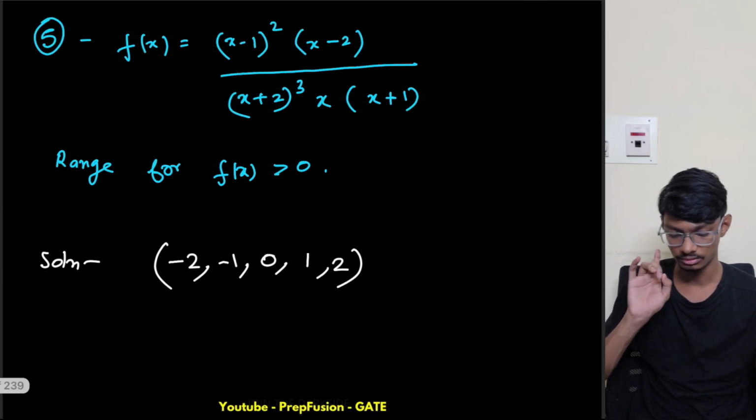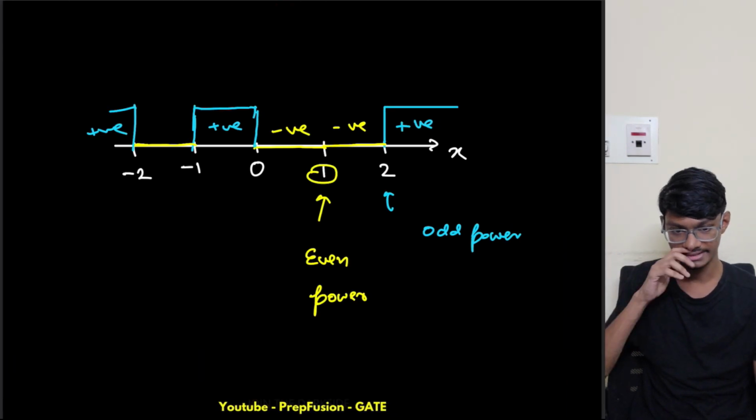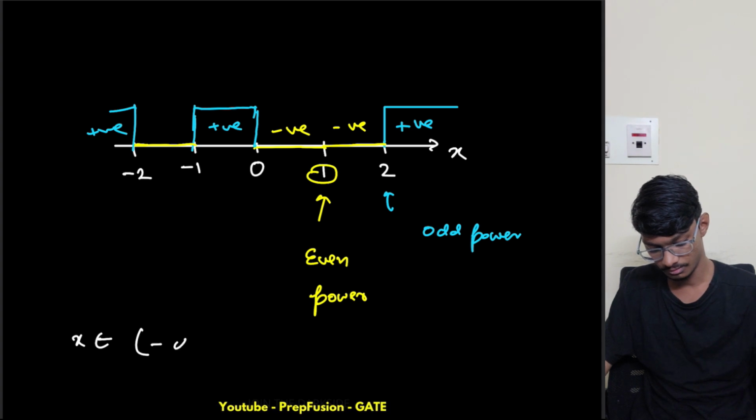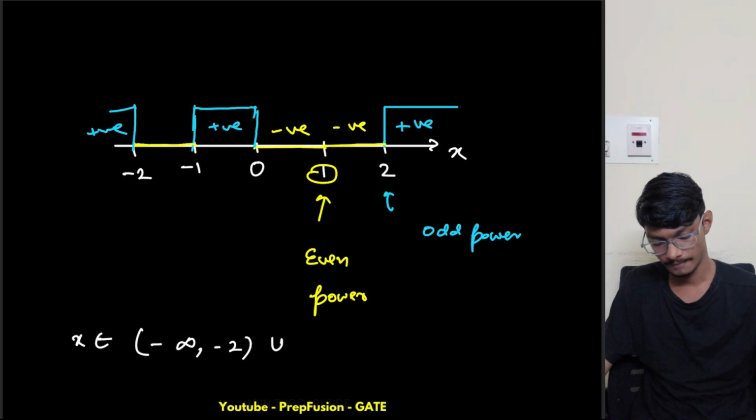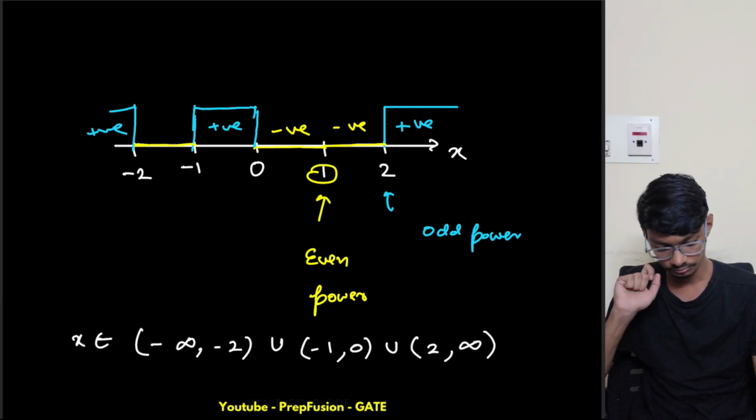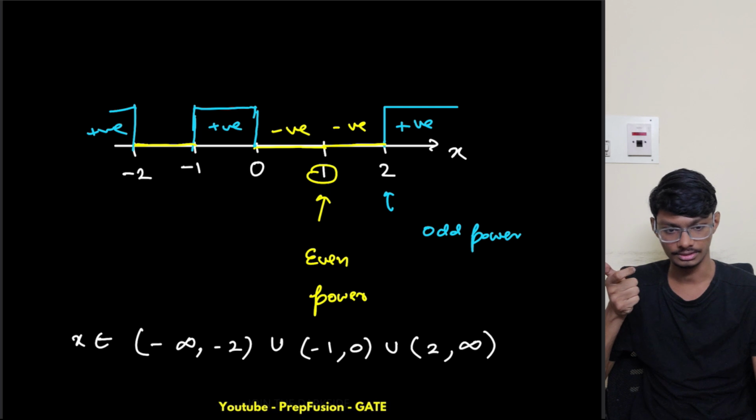Why? Because at 1 we had an even power. So for what range is x positive? x is positive between -infinity to, with open brackets because I'm not including 0 here, -infinity to -1, union 0 to... union 2 to infinity. So yeah, this is what our range looks like.